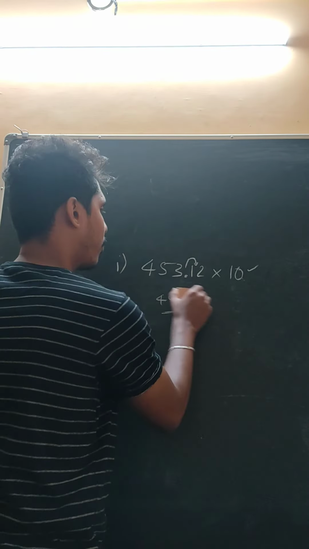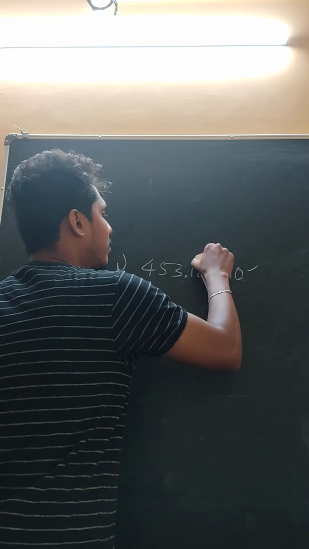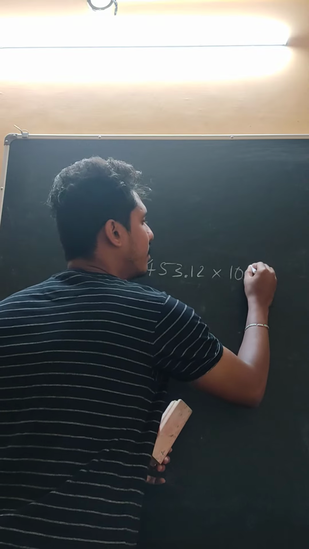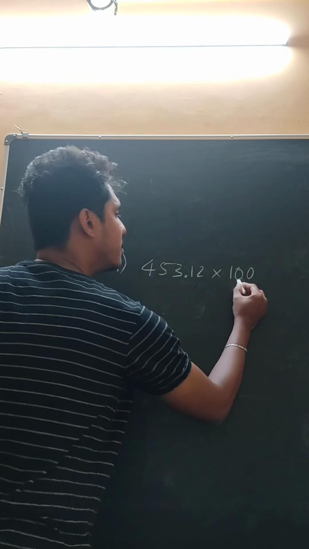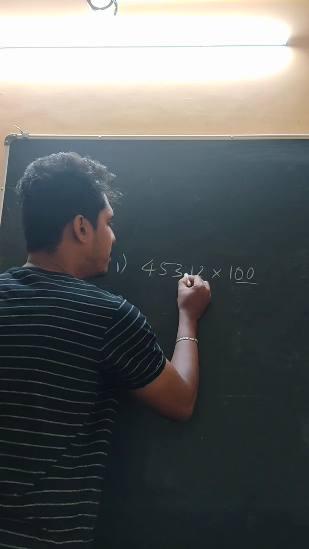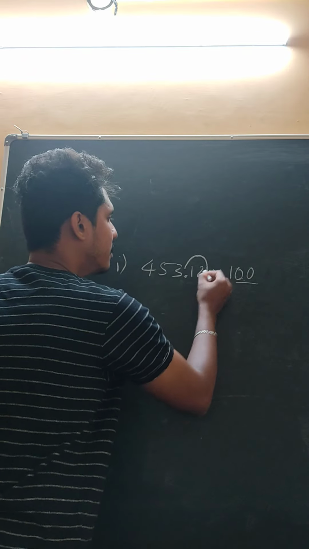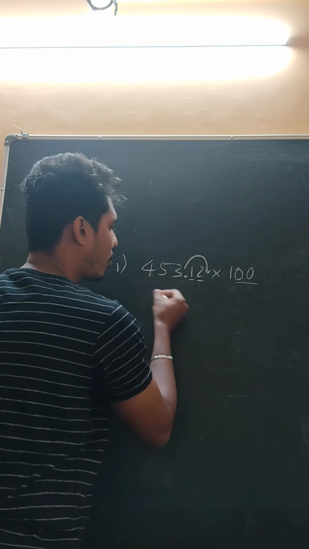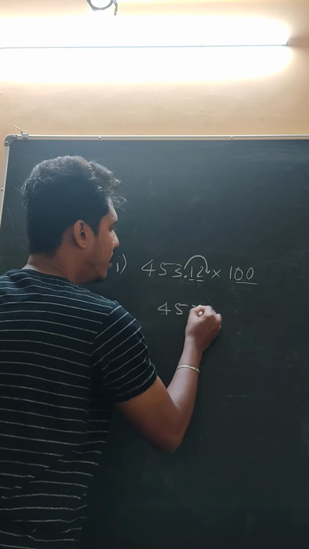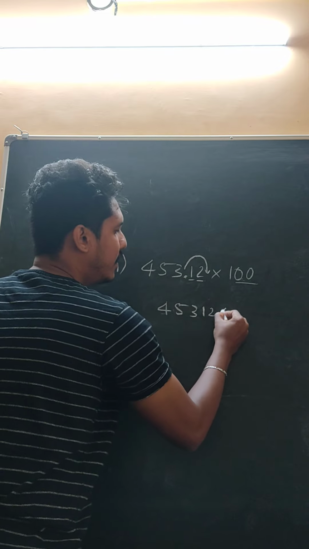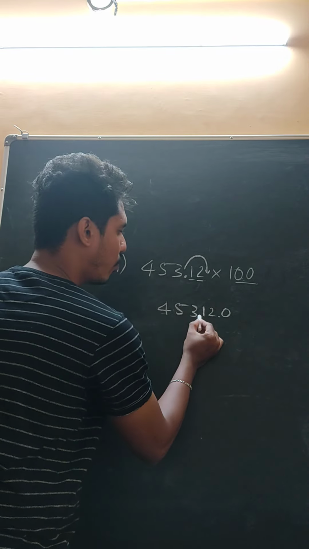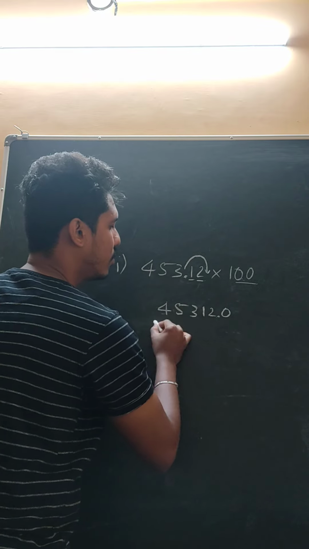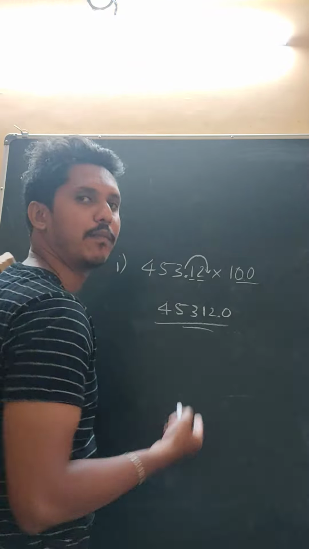What if it is 100 here? If it is 100, how many zeros are there? 2 zeros, right? So we have to shift this decimal point after 2 houses. This is the first house, this is the second house. After 2 houses, we have to shift this decimal point. So what will be the answer? 45,312.0. The decimal point was here, and I have shifted it after 2 houses. So 45,312 will be your answer.